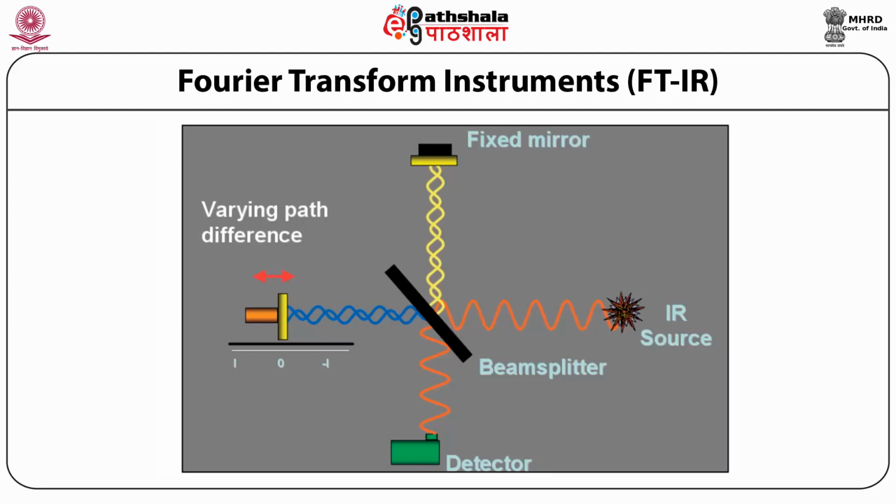If the distance the two beams travel is the same, then they will recombine constructively. However, if the beam from the moving mirror has traveled a different distance, further or shorter, than the beam from the fixed mirror, then recombination will result in some destructive interference. The movement of the mirror thus generates an interference pattern during the motion.